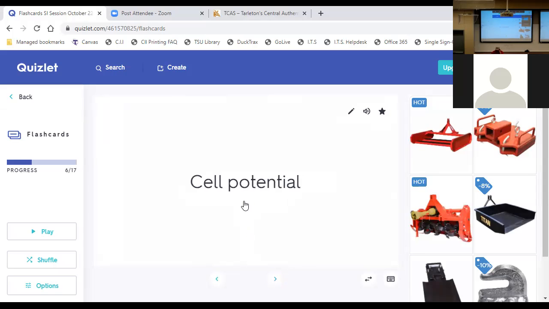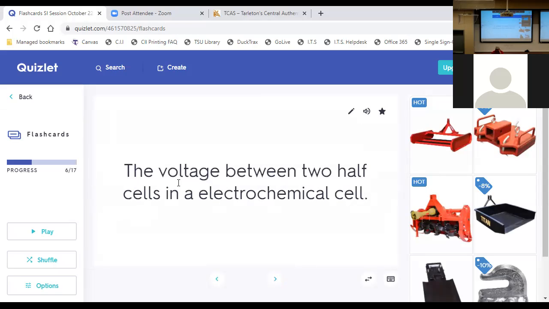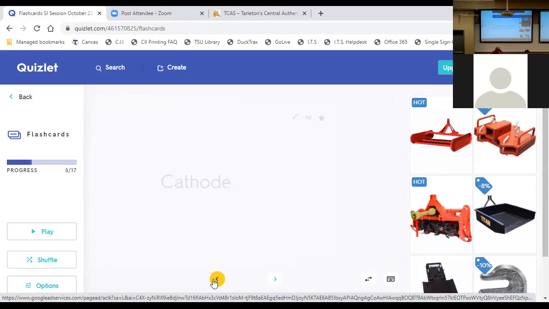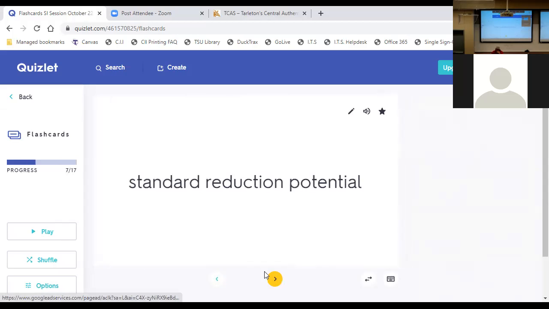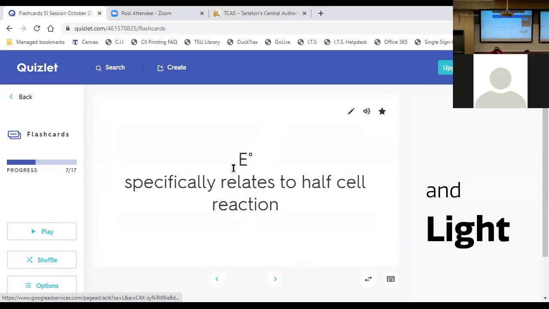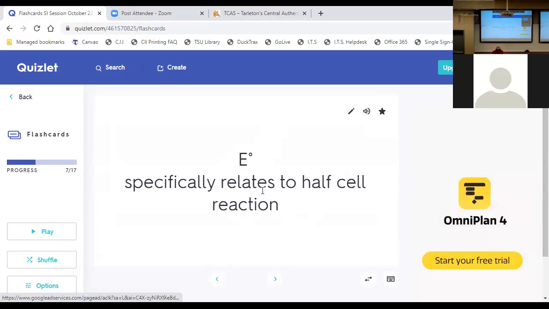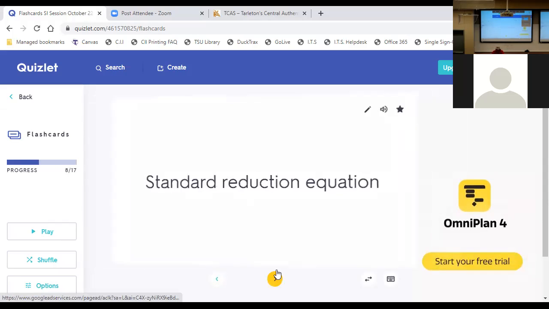Okay. And then the cell potential. Cell potential, this is another one. This is just a baseline definition. The voltage between two half cells in an electrochemical cell. So this is what you solve for. It's the cell potential. Right. The standard reduction potential is E0 of the cathode or the anode. It specifically relates to those half cell reactions.